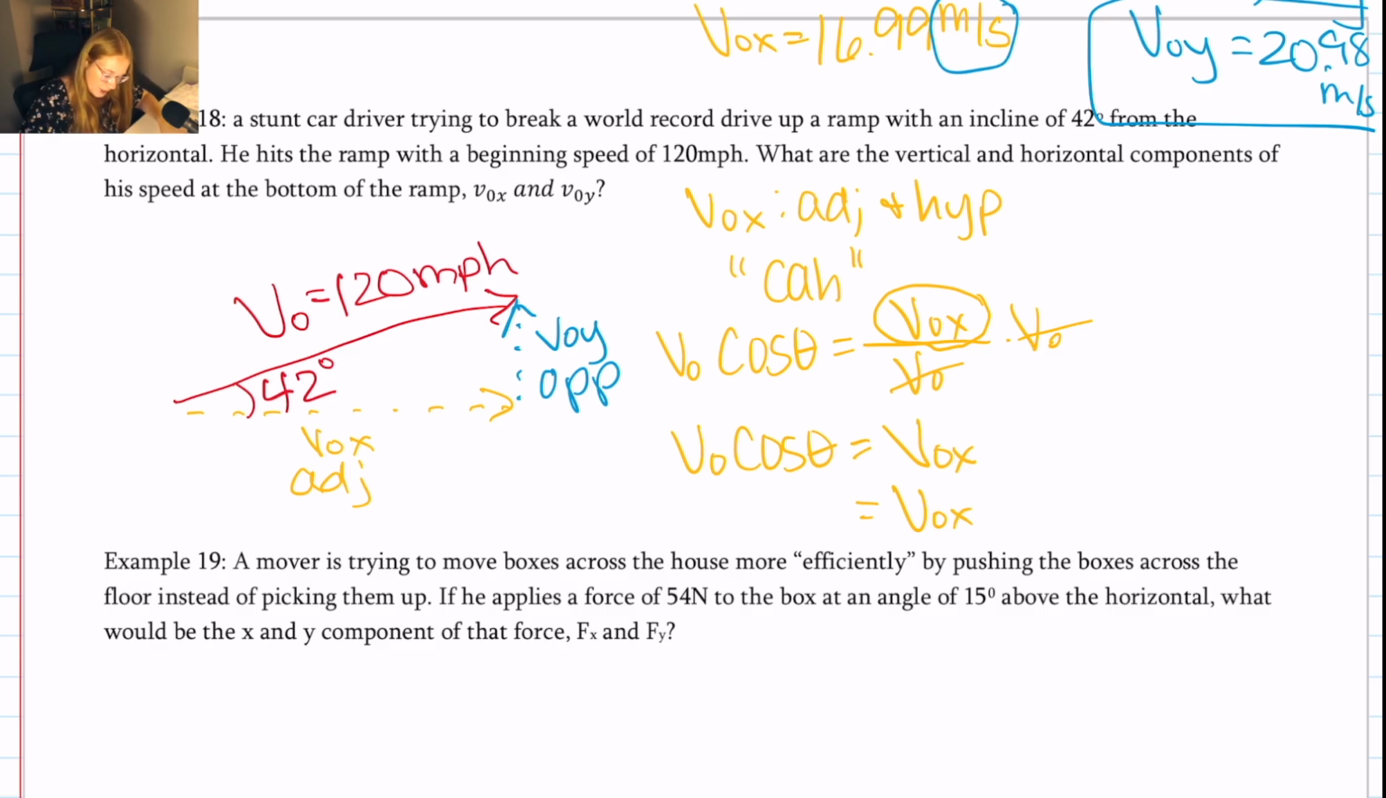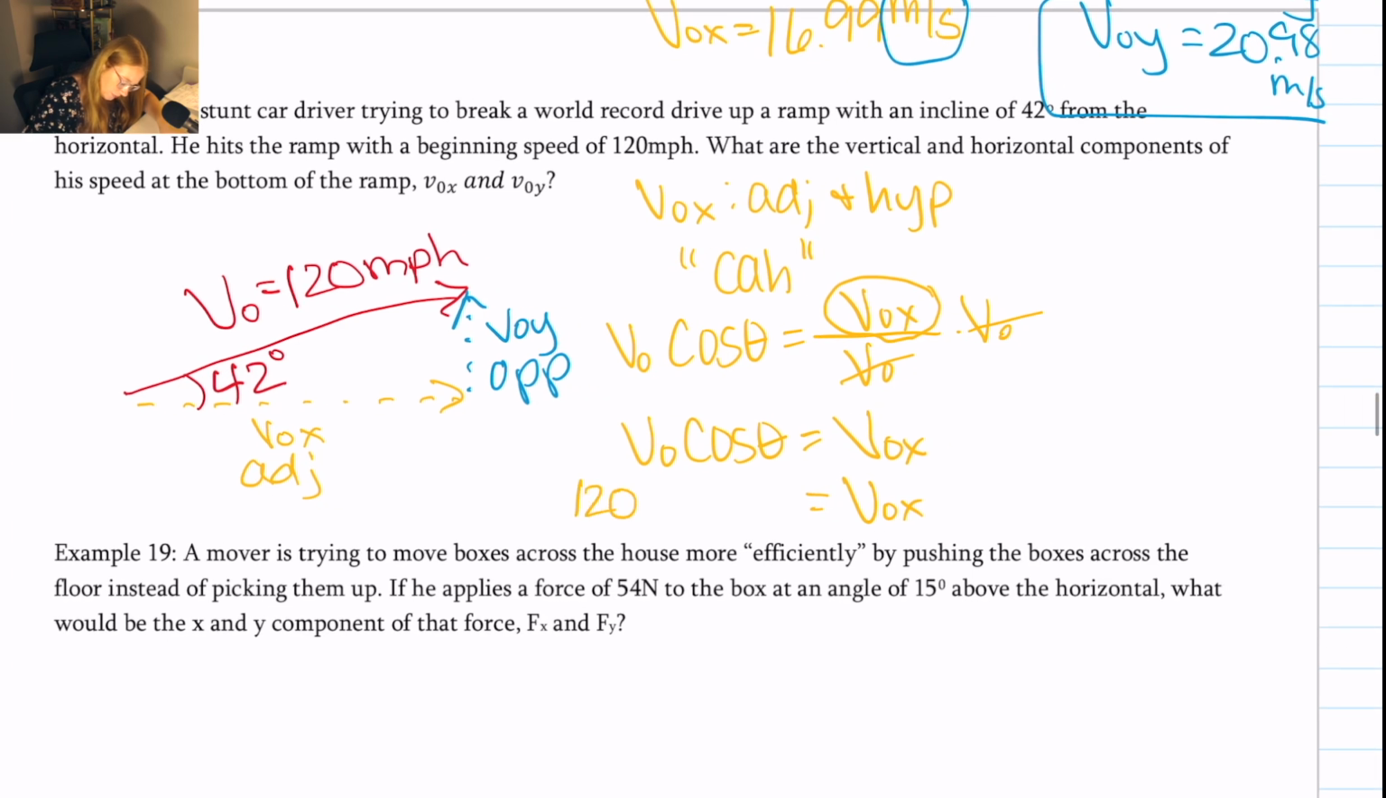Okay, now we have V naught x. Let's actually use our values. So start with V naught. That was 120, cosine, and then our angle is 42. Okay, so let's type that in. 120 cosine 42. 89.2. Oh, not degrees, geez.